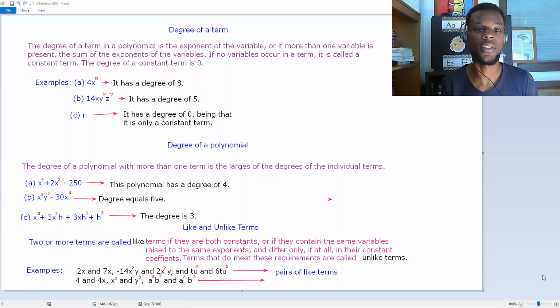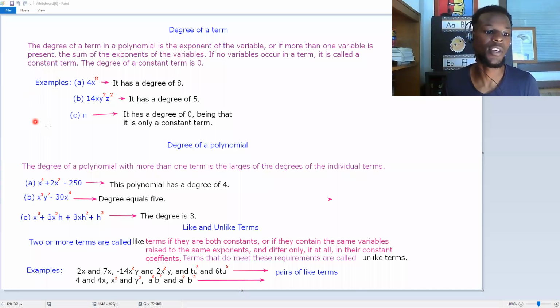Okay, and here we are with the definition of the degree of a term. The degree of a term in a polynomial is the exponent of the variable, or if more than one variable is present, the sum of the exponents of the variables. If no variables occur in the term, it is called a constant term. And the degree of a constant term is always 0.